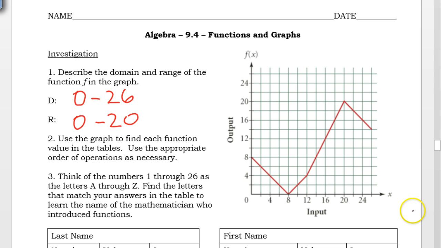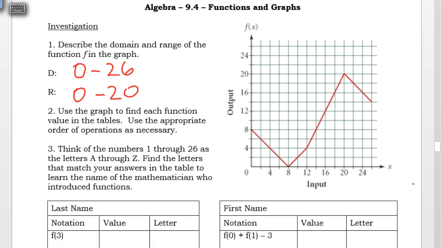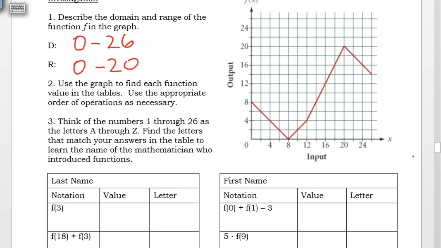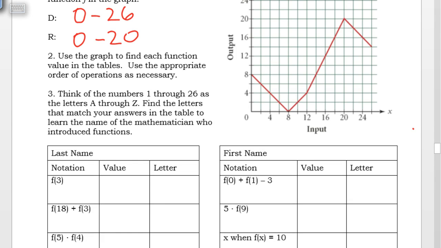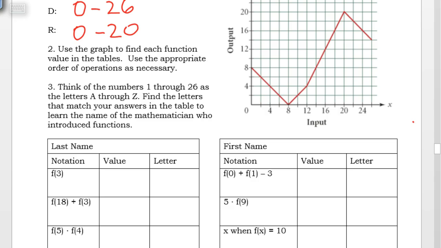So we're going to use this graph to determine the values in these tables below, and this is going to end up spelling something for us. So the first one here says find f of 3. That means x is 3, so along my x-axis I'm going to go to 3. And I'm going to be mindful here that the scale is going by 2. So this is 2, 4, so 3 is going to be right in the middle. And I go to my graph, that's going to come out at 5.